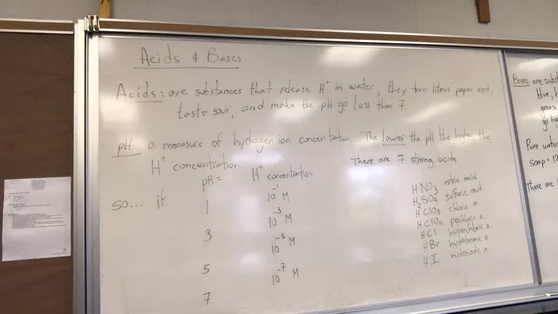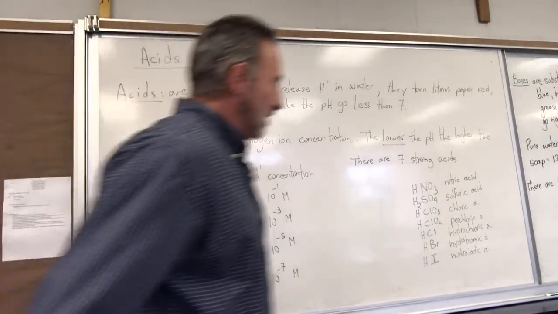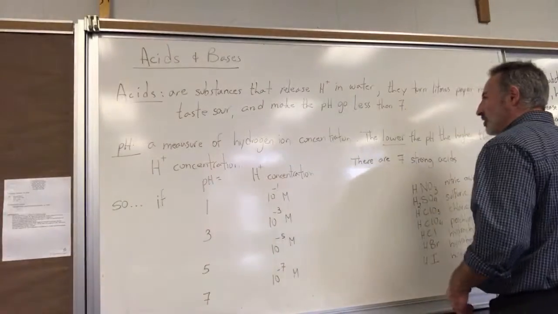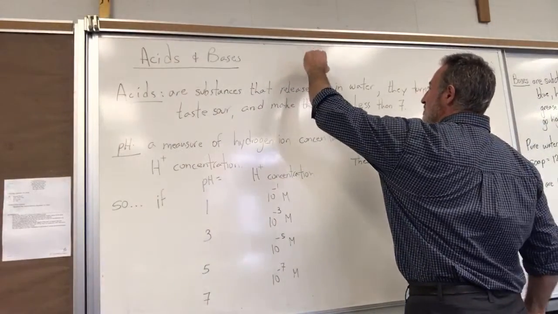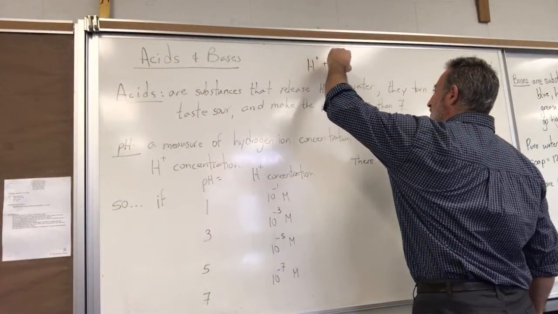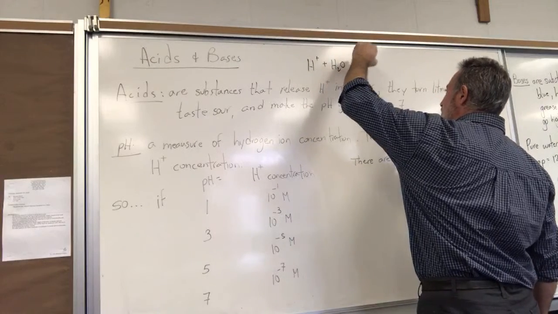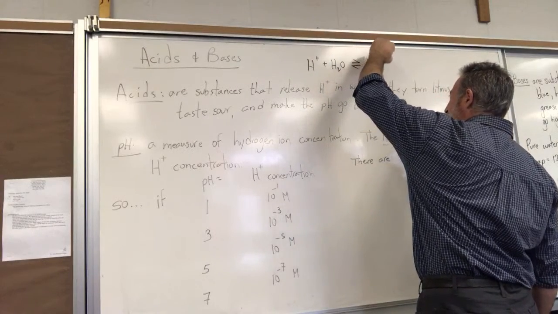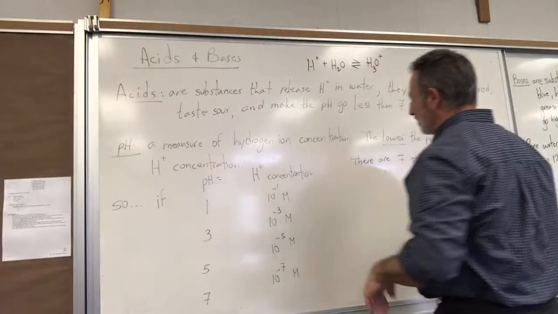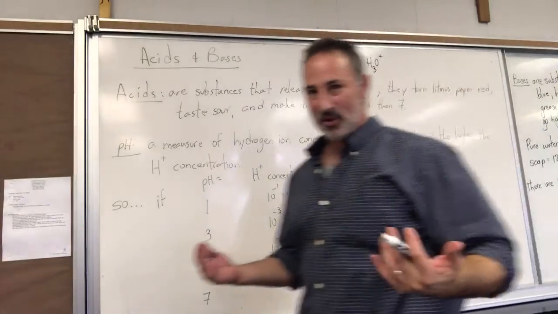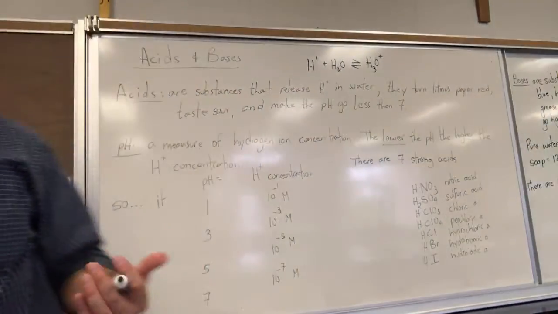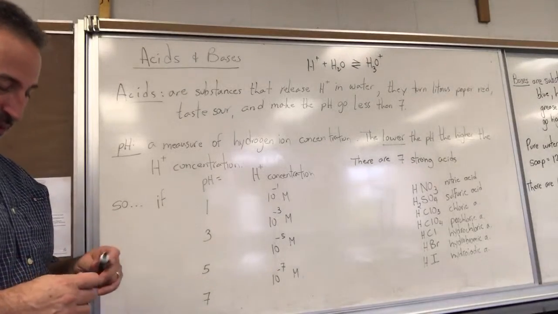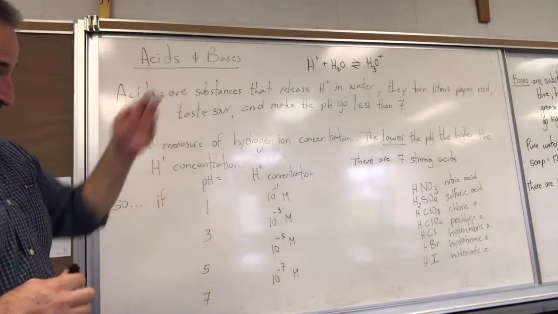Okay, so acids are substances that release H plus into water. Sometimes you'll see the H plus portrayed a different way. They just couple it to a water molecule. So if you take an H plus and put it with a water molecule, you get what's called a hydronium ion. And that's probably a better way of portraying H plus, because H plus is just a naked proton. It's not really the way it happens.